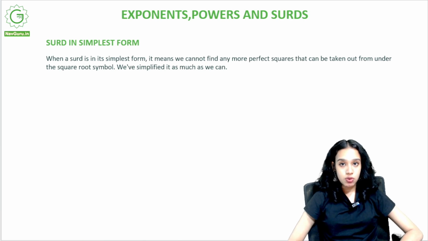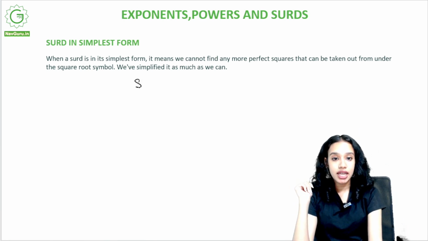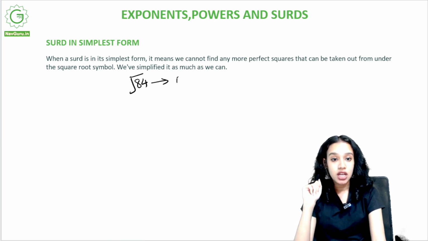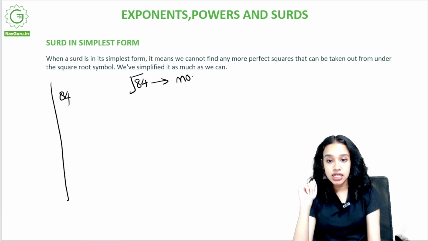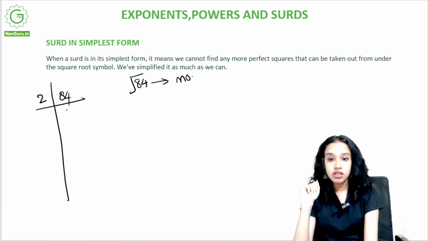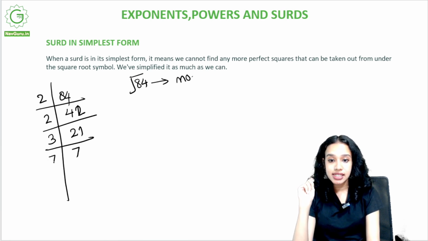Now, surd in simplest form. When a surd is in its simplest form, it means that we cannot find any more perfect squares that can be taken out under the square root symbol. That is, if I have a number 84 and I need to find the root of 84, is it the surd in the simplest form? No. Why? Because 84, when I'm factorizing it, how can I write it? We could write 2 here, so 2 fours are 8 and 2 twos are 4. Again by 2, I'll get 21, right? Now, I'm doing it by 3, I'll get 7 and by 7, I'll get 1.